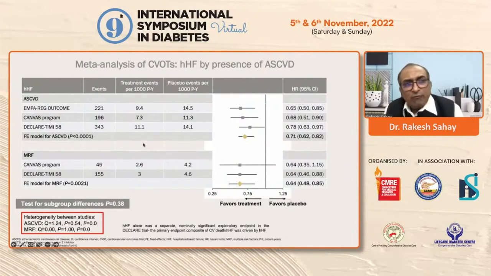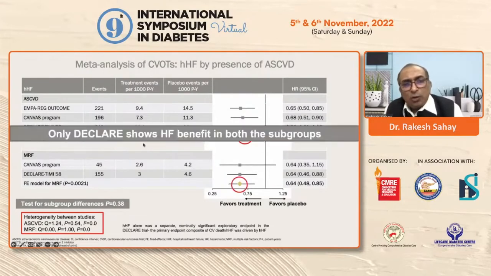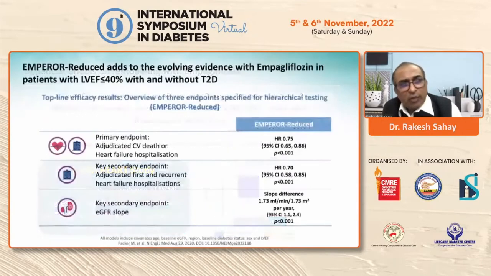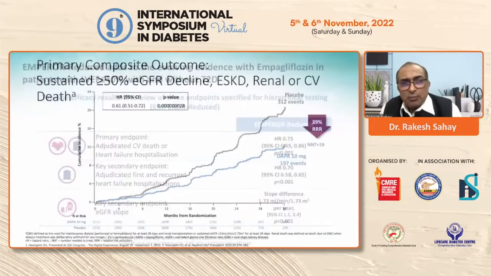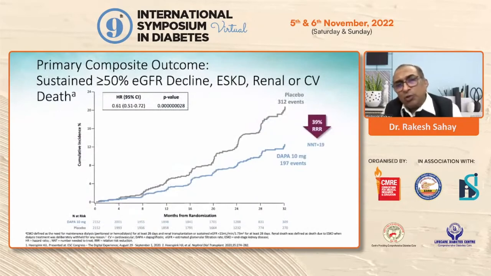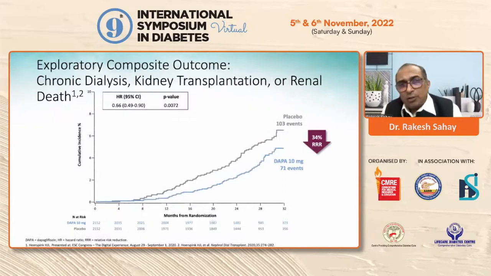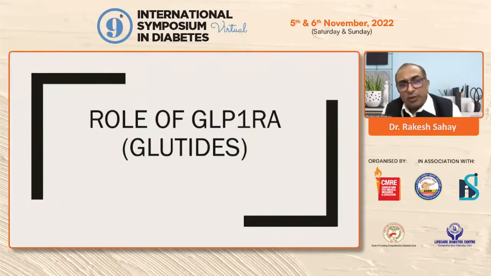But in terms of the heart failure prevention, we have seen that clearly all the three molecules stood out in terms of the heart failure benefits. And we have more details from the EMPA-HEART study, the EMPEROR study, and the DAPA-CKD study, and all these studies have clearly shown the effects beyond, even in terms of the reduction of heart failure and the reduction in the progression of renal disease, which was clearly shown in DAPA-CKD, and now with the EMPA-KIDNEY study also, the results being published just 2 days back, we clearly have seen the benefits with these agents.